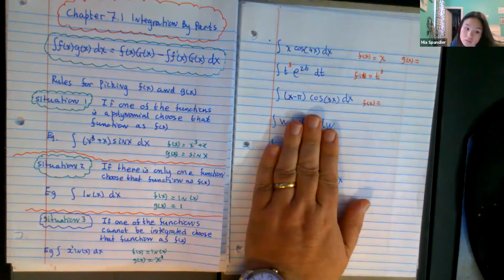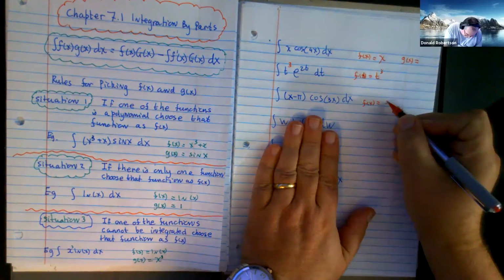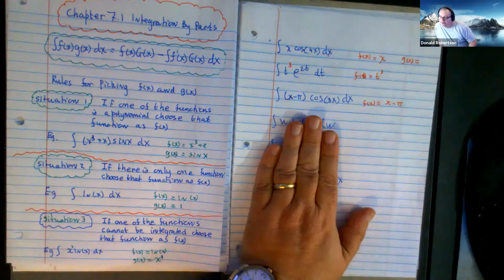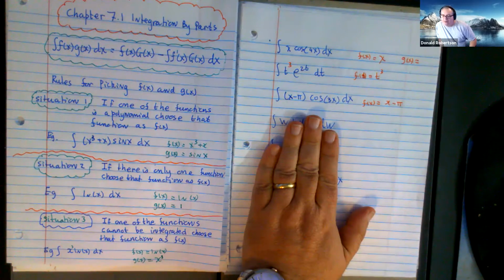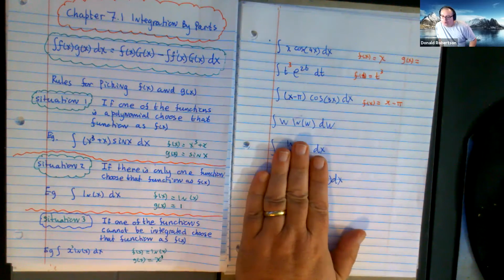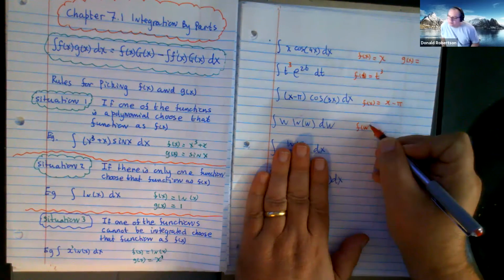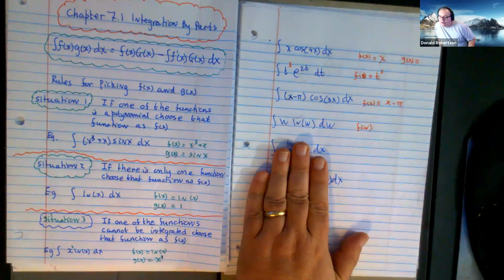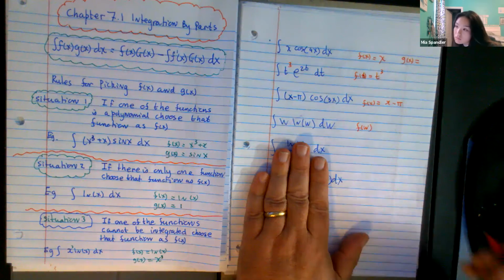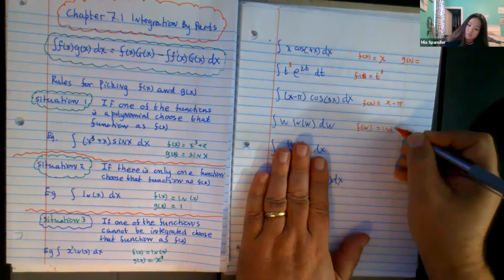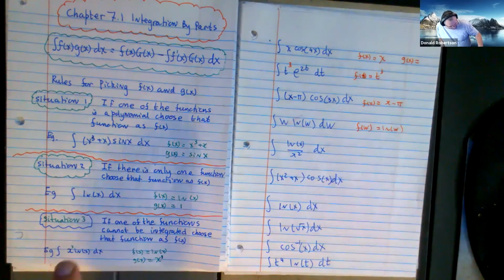X minus pi. Okay. Now every single one of them is essentially situation 1, isn't it? This one is do not pick f of w equals w. It doesn't work. So who do you choose? Would it be the natural log of w? Yes. Now that comes under the category of situation 3.